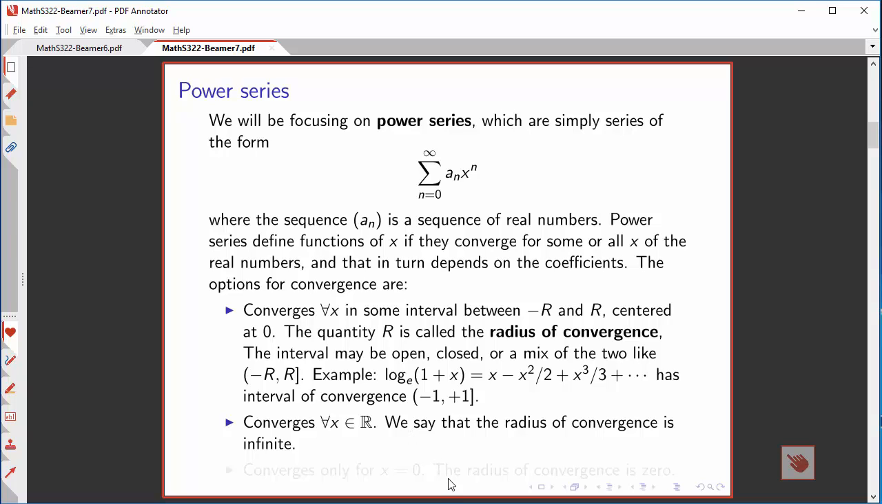The third possibility is that this power series only converges when x equals 0. It converges when x equals 0, of course, because all the terms are 0. In that case, we say the radius of convergence of the series is 0, and such series are quite useless, even though it's possible to write them down.